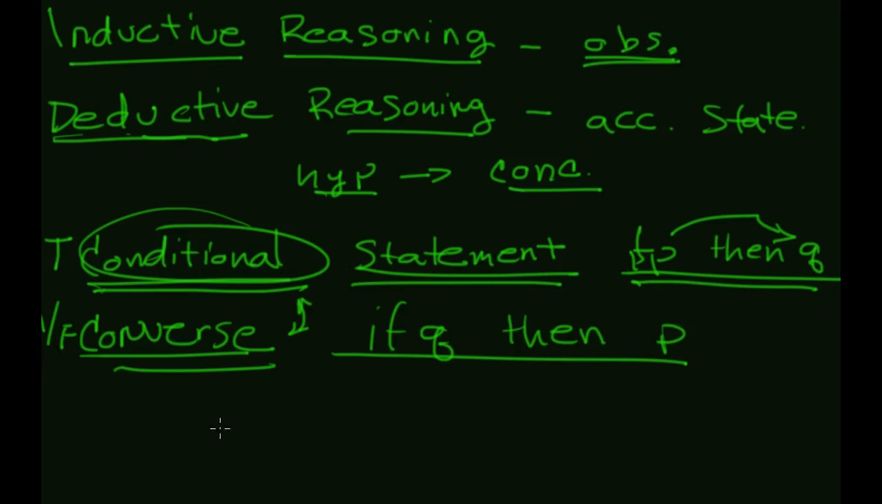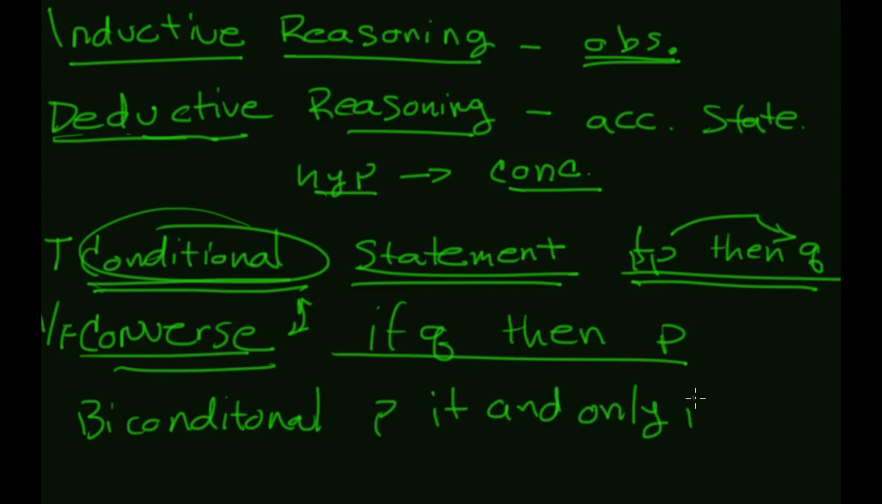Okay, so finally we have this idea of a biconditional. A biconditional statement is something of the form P if and only if Q. And in that case, both the conditional that it comes from, if P then Q, and the converse, if Q then P, must both be true. So it's a bit of a summary of what we've done in this video.